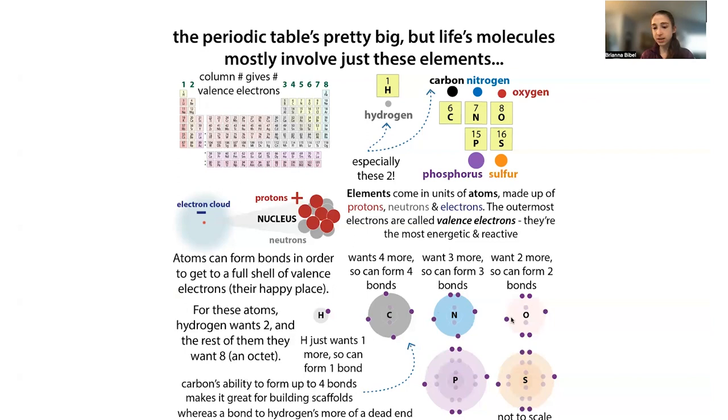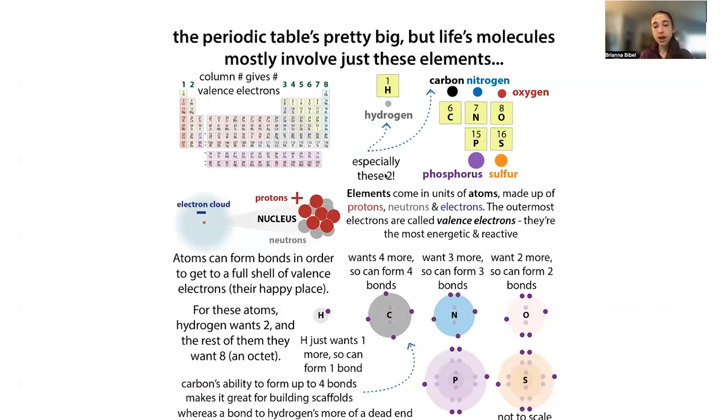And atoms want to have a full shell typically. So, for example, carbon needs four more in order to get an octet. A full shell for it would be eight electrons, so it can form four bonds to get that. A nitrogen can form three. An oxygen can form two bonds. And same with sulfur, because sulfur is right below oxygen on the periodic table.